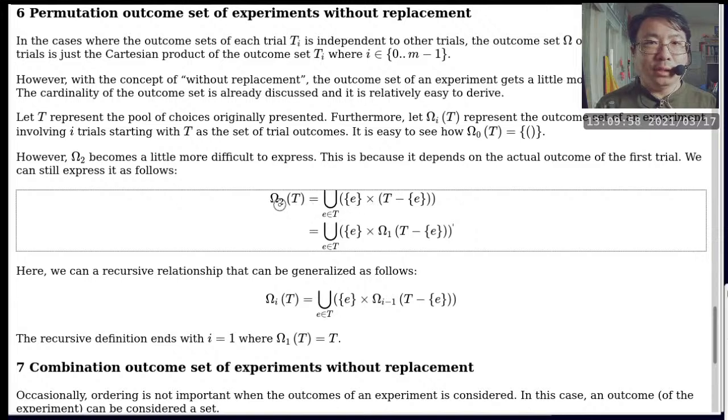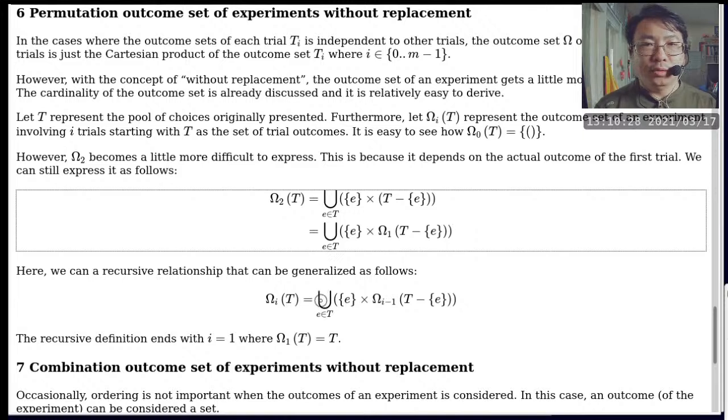I'm going to have to fix this slide because it is still based on the base case having a 1 in it. So let's look at the general case of omega I. Omega I is the outcome set of an experiment of I trials, and T is the initial set of things that we can choose from. So what is that?